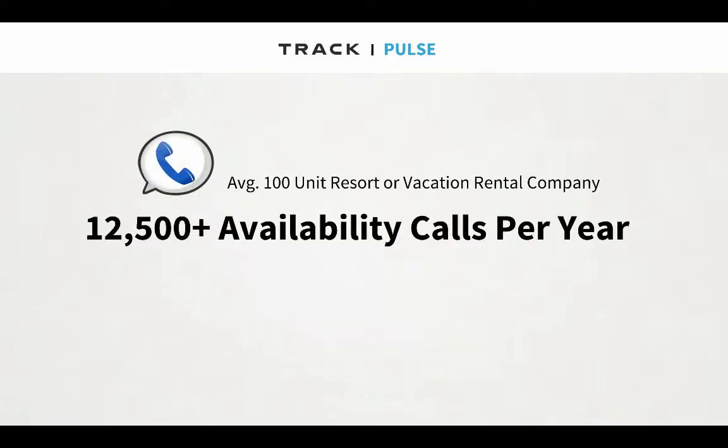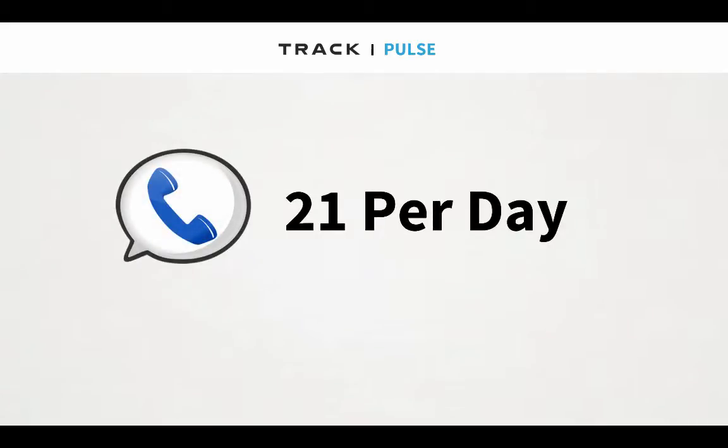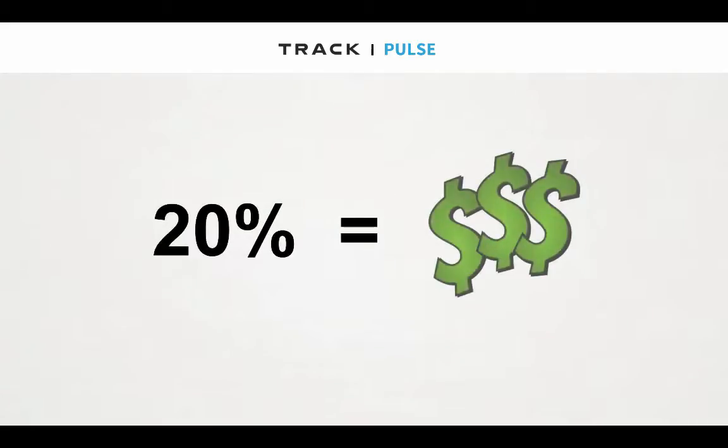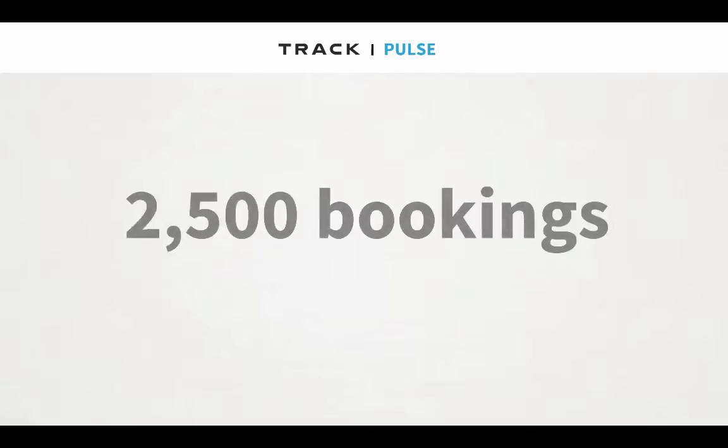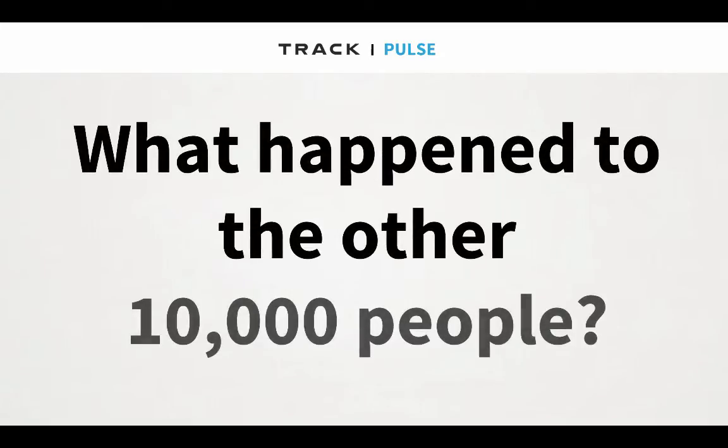An average 100-unit resort or vacation rental company could generate as many as 12,500 availability calls per year. It seems like a lot, but it's really not. It's only about 21 per day. And at a 20% closing rate of those calls, that would be about 2,500 bookings, which is pretty good. But what we want to know is, what happened to the other 10,000 people?